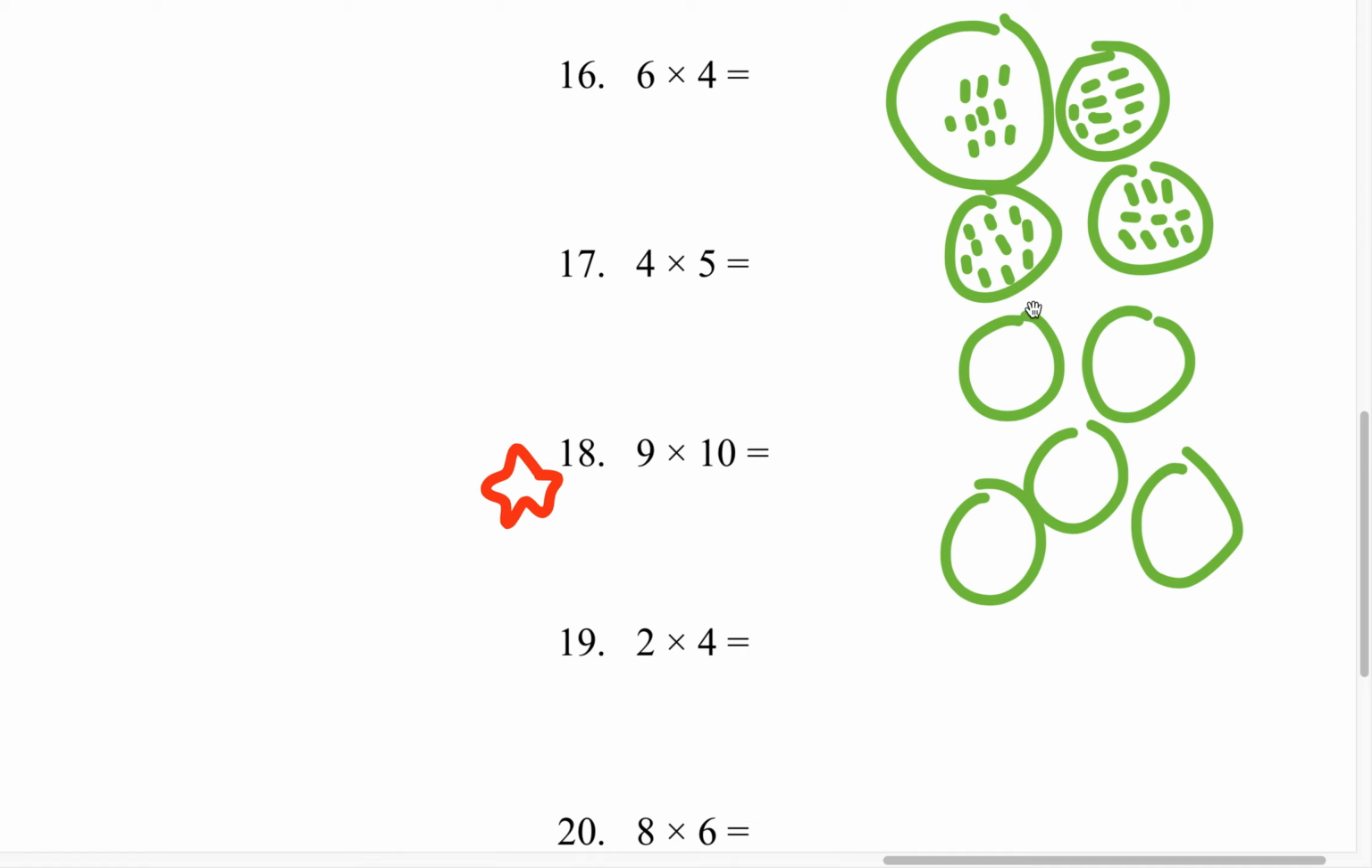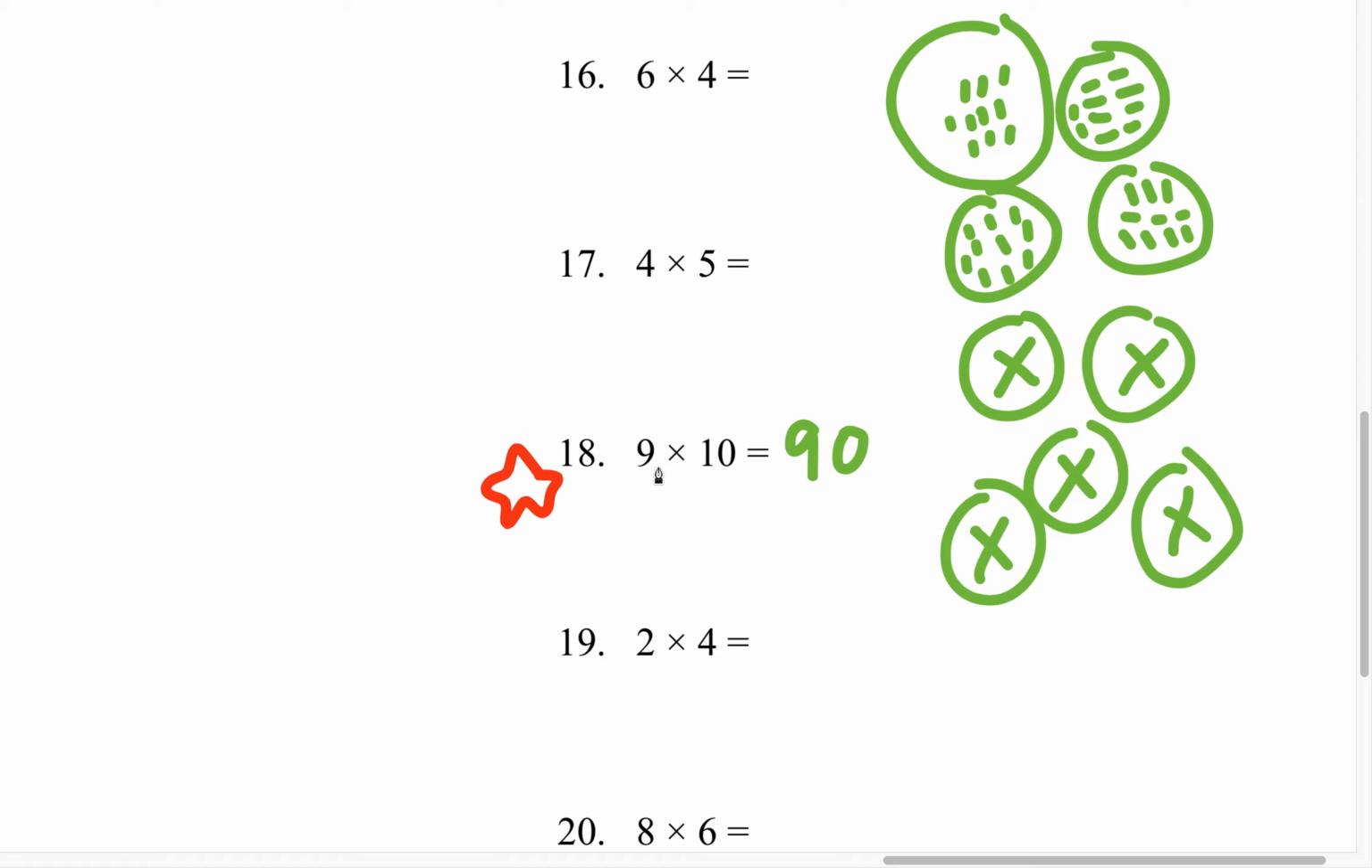Let's say each group is basically 10, to make this faster. So this is 10, 20, 30, 40, 50, 60, 70, 80, 90. So that's 90. Another way is doing your multiplication tables.